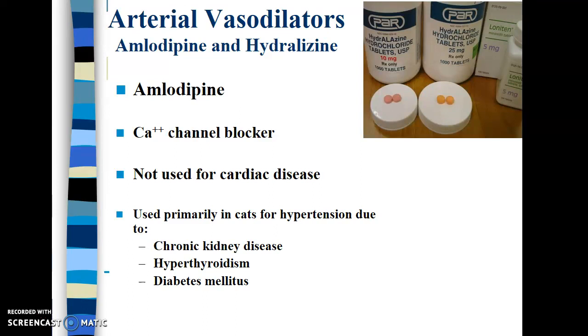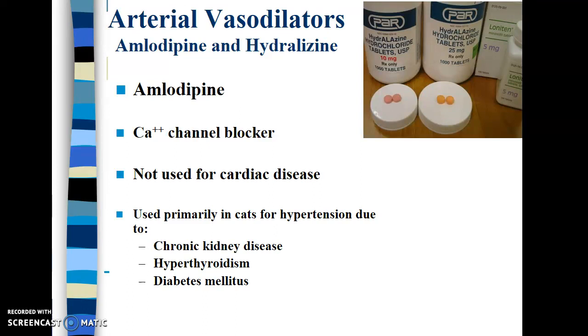Amlodipine acts as a calcium channel blocker. Now, it's not used as an antiarrhythmic drug, as we talked about back in the antiarrhythmic section about calcium channel blockers. This is not one that is used for an arrhythmia, but it is used to prevent calcium from allowing constriction of the arteries. So it acts on the smooth muscle and on the calcium in not allowing that calcium to allow that smooth muscle to constrict.